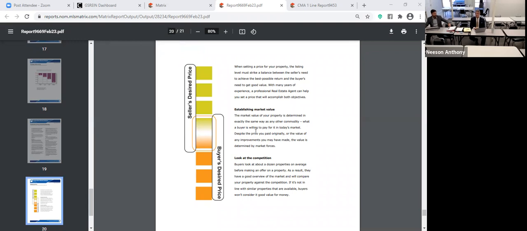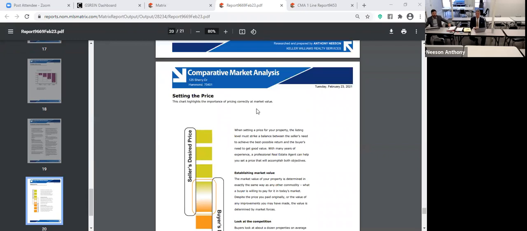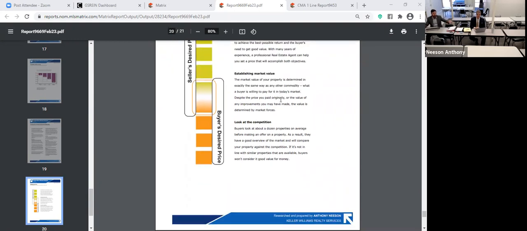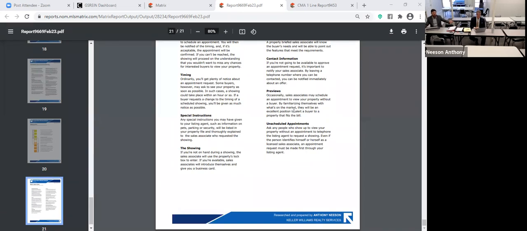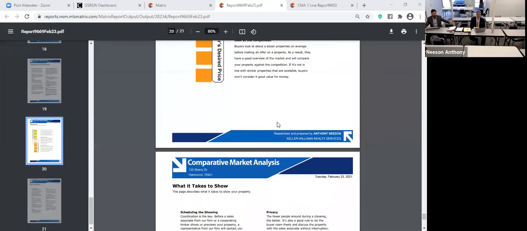Which one is that again? Because I didn't see that one. Setting the price. Yeah. So that's what I'm saying. As you do this the first time, go through and select all of them. So then you can figure out, I really like that one. I didn't see that one before. So now I can use that one going forward, right? I picked the what it takes to show. Like, this is just extra value that you could give to those people, right?